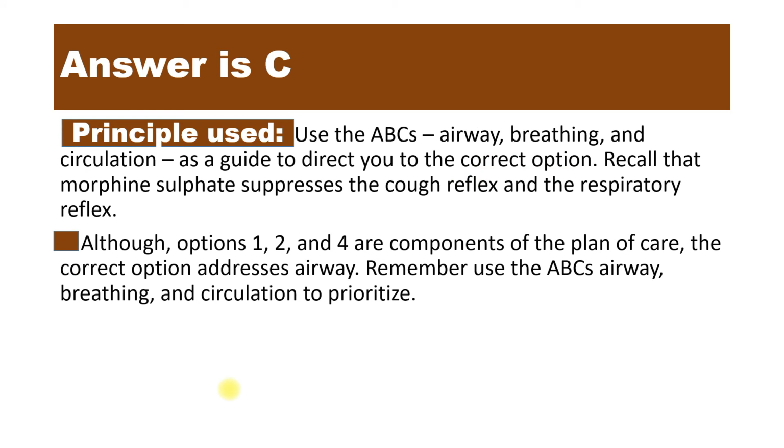The answer is C, and the principle used, guys, is that we have used the ABCs, airway, breathing, and circulation, as a guide to direct you to the correct option. Recall that morphine sulfate suppresses the cough reflex and the respiratory reflex. Although options 1, 2, and 4 are components of the plan of care, the correct option addresses airway. Remember, use the ABCs, airway, breathing, and circulation to prioritize patients.